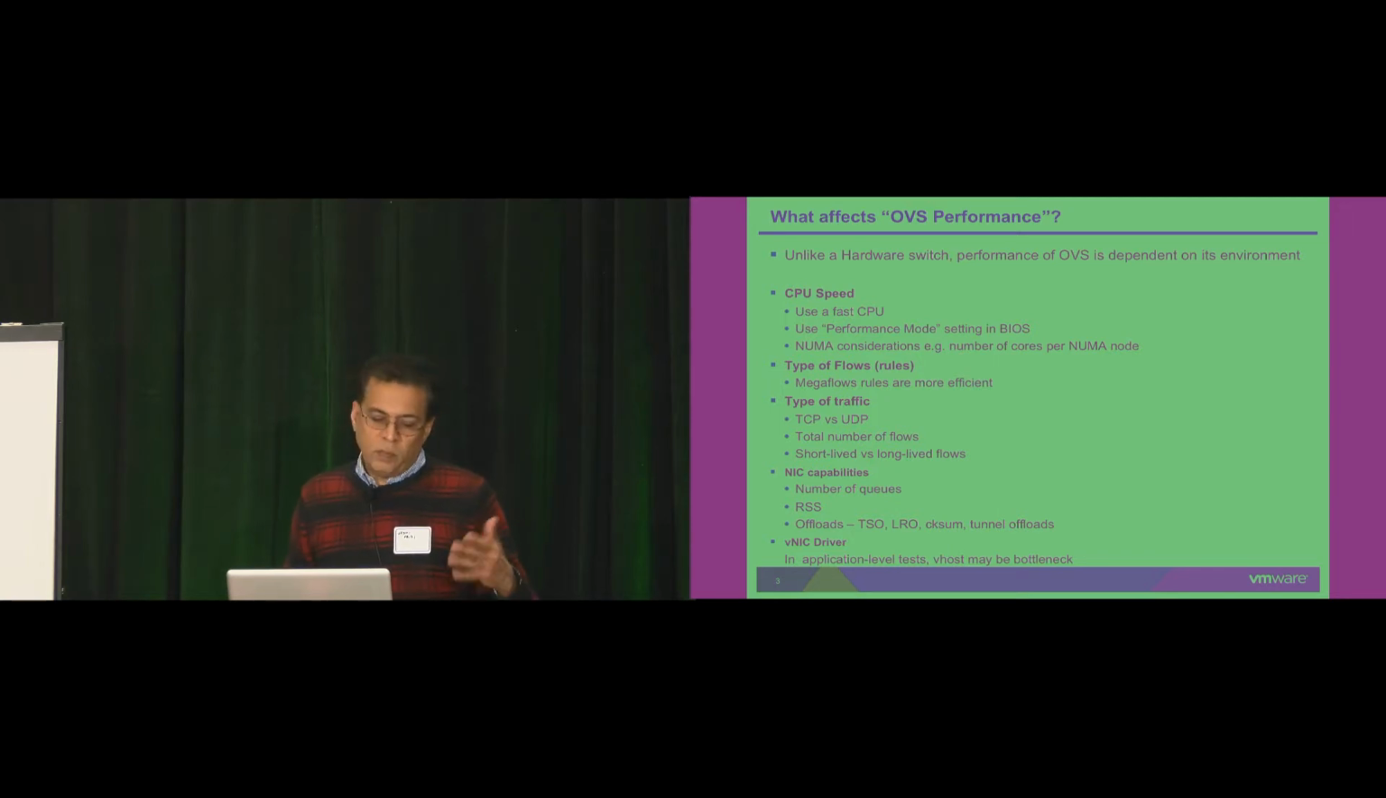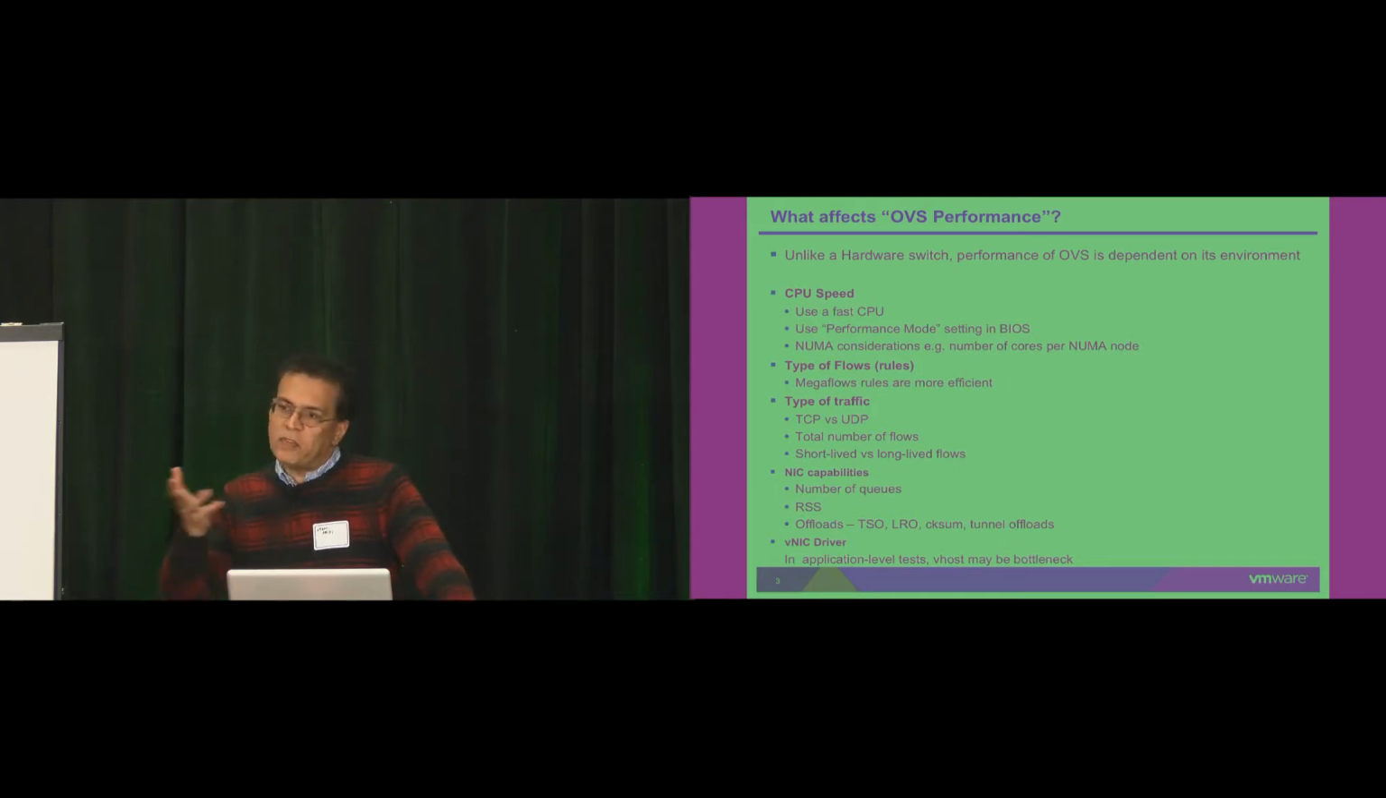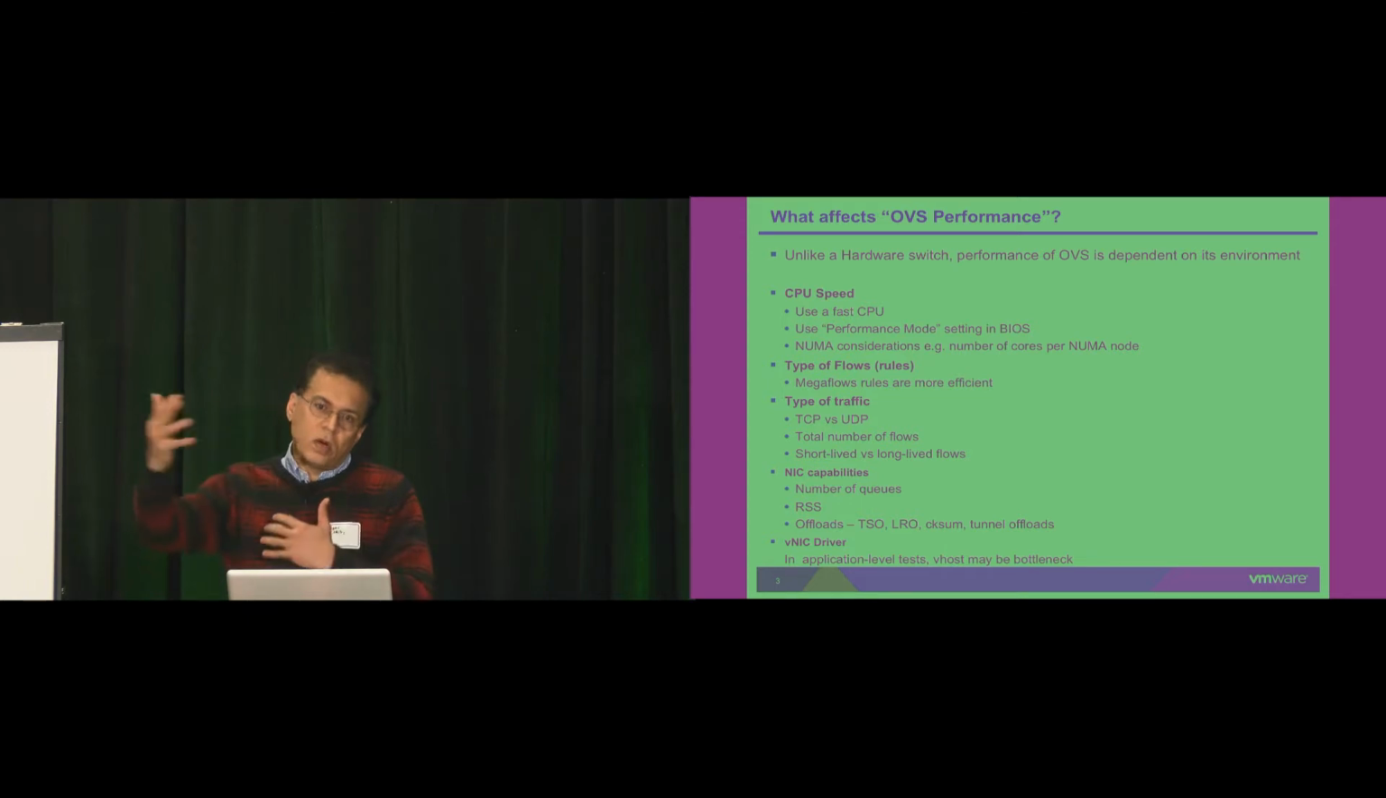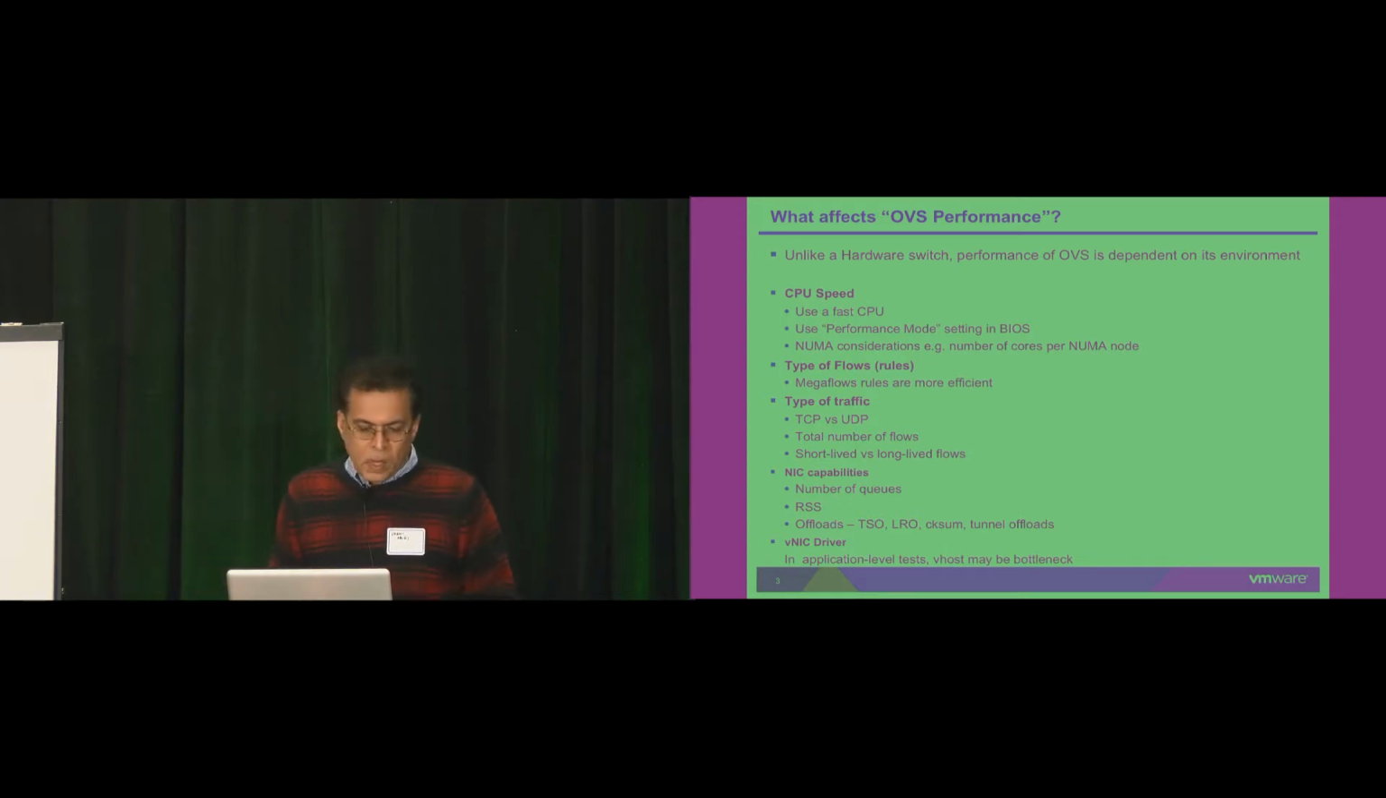Obviously, for getting best performance, you would want to use a multi-core machine with fast CPUs. You want to make sure your BIOS settings are set to performance mode or the equivalent for your machine. NUMA considerations are important. You would want the packet processing cores to be on the same NUMA node as your physical NIC. We have seen significant decrease in performance if you're on a remote NUMA node.